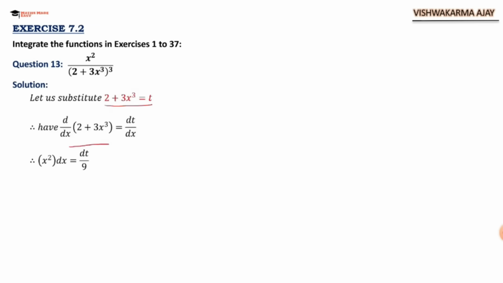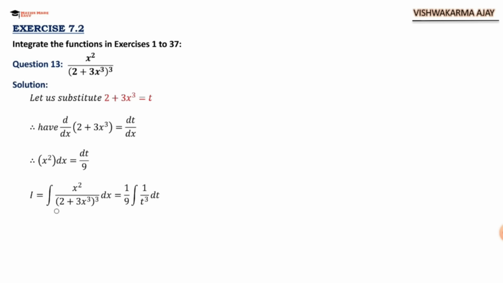x square upon 2 plus 3x cube, the whole to the power 3. Let us substitute this term as t. So we have, in the denominator, t cube. And how about x square? This will be eliminated when we take the derivative of this t. Okay, already substituted the derivative, and x square dx can be written as dt upon 9. Okay, let me substitute it.